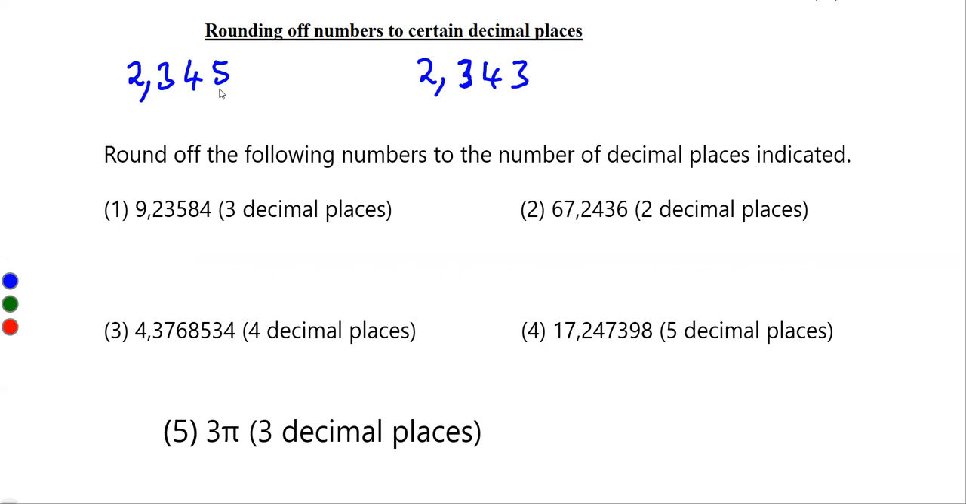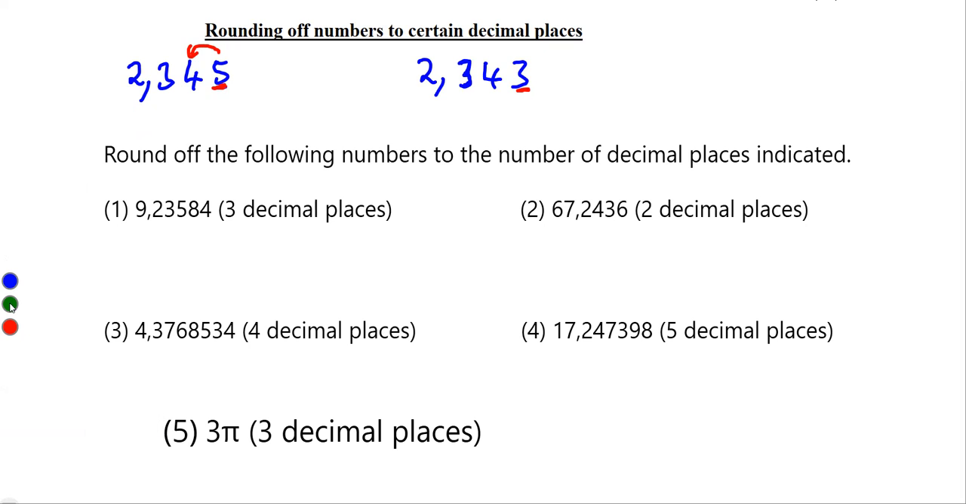So we look at the third number. If that number is 5 and above, you add 1 to the number before it. So what happens here? This will add 1, and it will be 2.